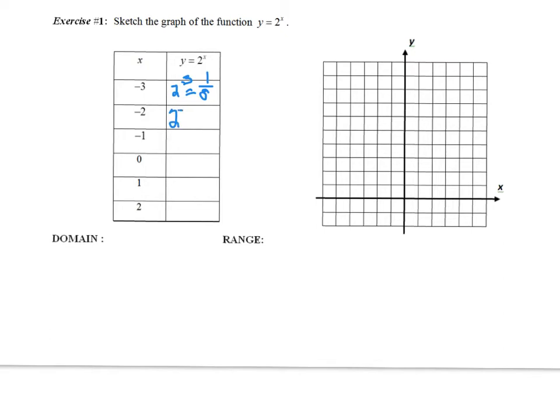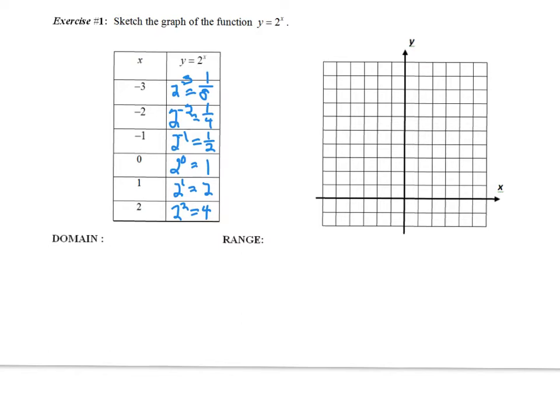2 to the -2 power is going to be 1 over 2 squared, or 1/4. 2 to the -1 power is going to be 1 over 2 to the first, or 1/2. 2 to the 0 power, remember that anything raised to the 0 power is equal to 1. And 2 to the first power is equal to 2. 2 to the second power is 4. Now we could keep going along in this manner, but we have enough points to graph.